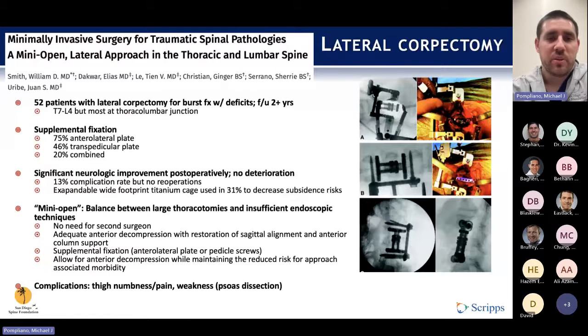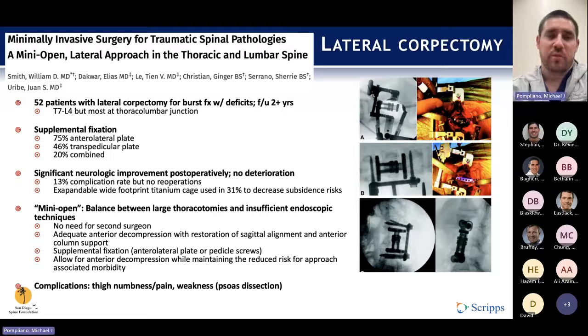Other technique applications, lateral corpectomy. This can be used to provide anterior decompression and stabilization, as well as anterior column support with a less morbid approach. This study looked at 52 patients with lateral corpectomies for burst fractures with neurologic deficits and 2-year follow-up. They ranged from T7 to L4, most at the thoracolumbar junction. Obviously, if you're in that area, you have to take consideration of the diaphragm and how that's going to be managed both intraoperatively as well as postoperatively with chest x-rays, chest tubes, etc.